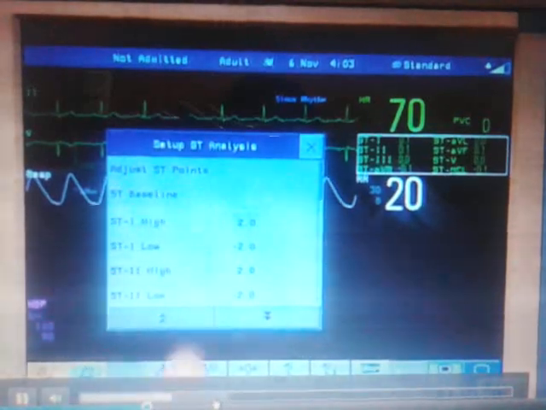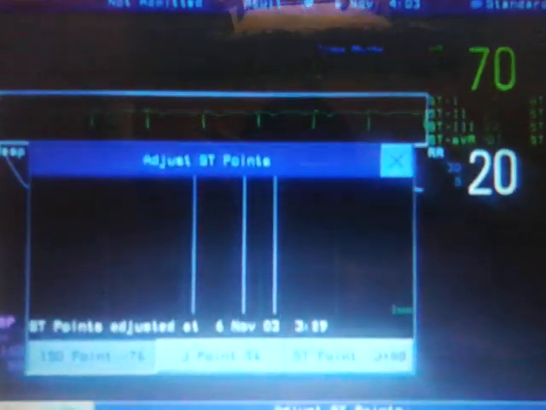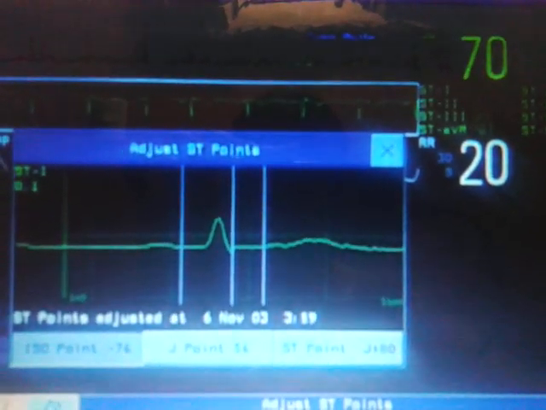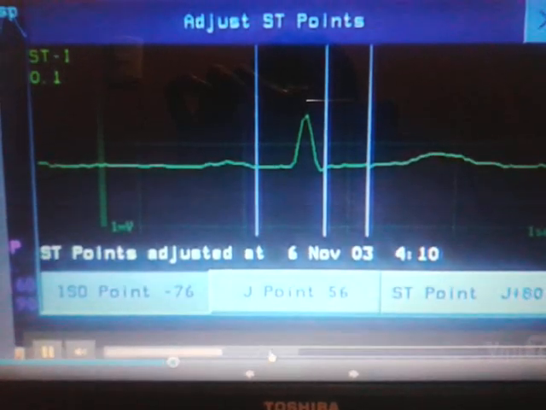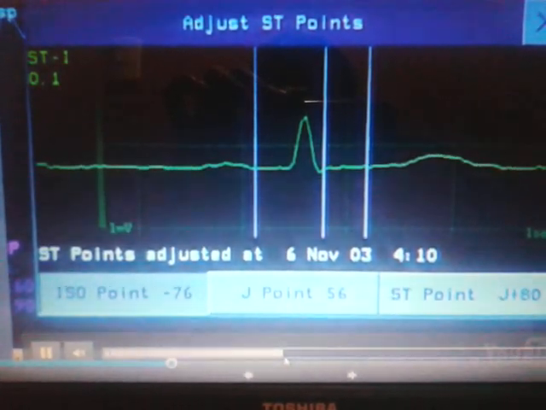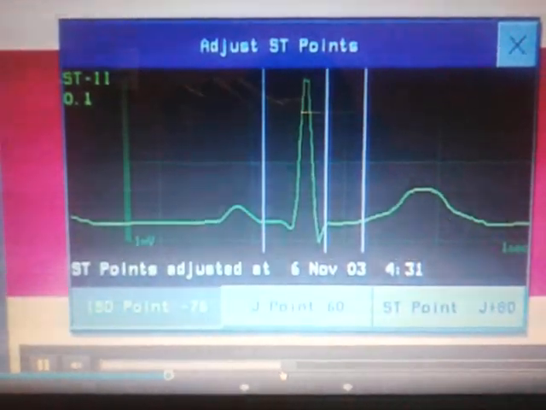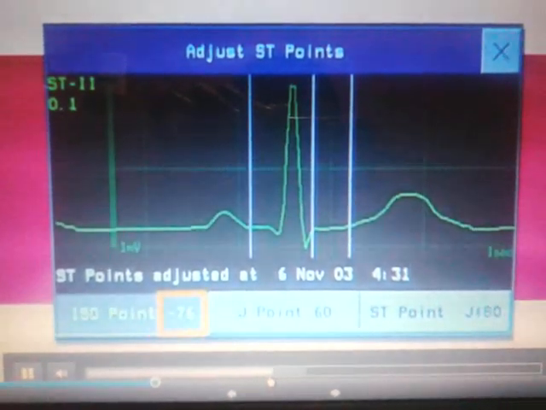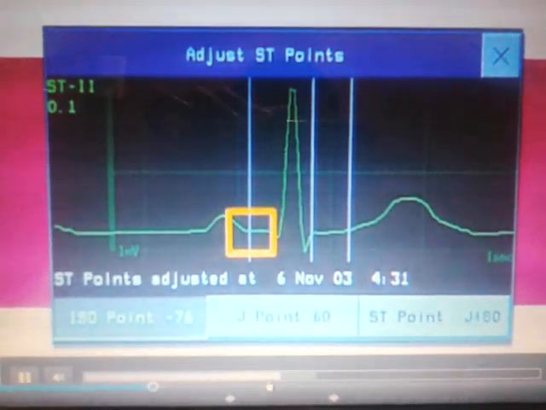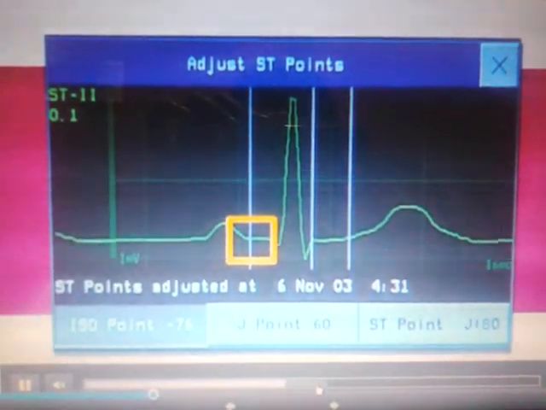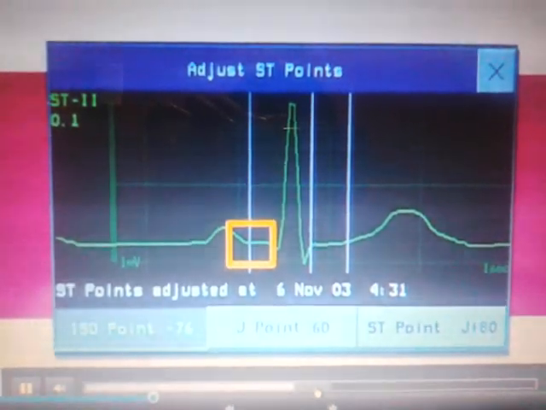Select Adjust ST Points to open the Adjust ST Points window. Select a suitable ECG lead for ST measurement with a visible J point and a visible P wave. The relation is shown beside the ISO point in milliseconds. Position the ISO point in the middle of the flattest part of the baseline, between the P and Q waves, or in front of the P wave.